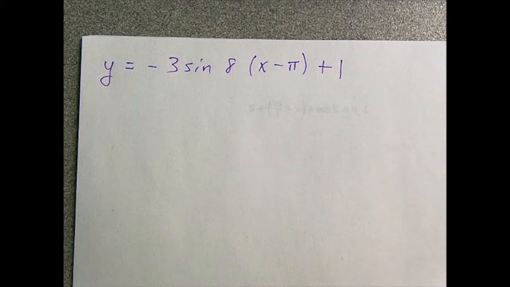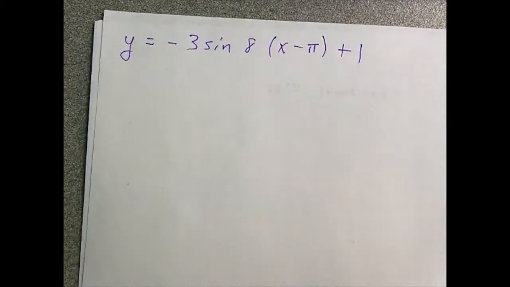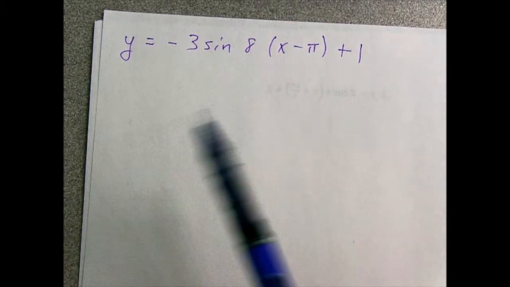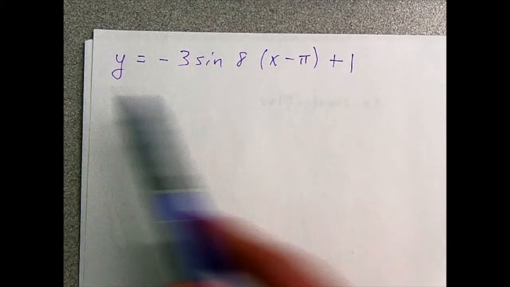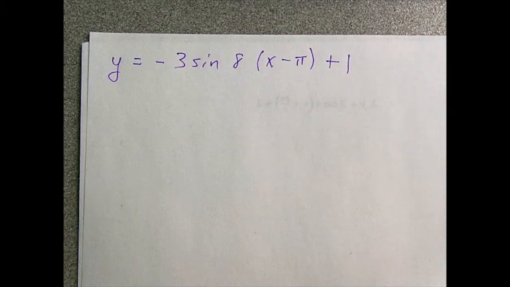Graphing sine and cosine functions from their formulas. This is kind of the reverse of what we did yesterday. Yesterday I gave you the graph of a sine or cosine function, and your objective was to find the formula. Now I'm giving you the formula and asking you to find the graph. So how do you do that?